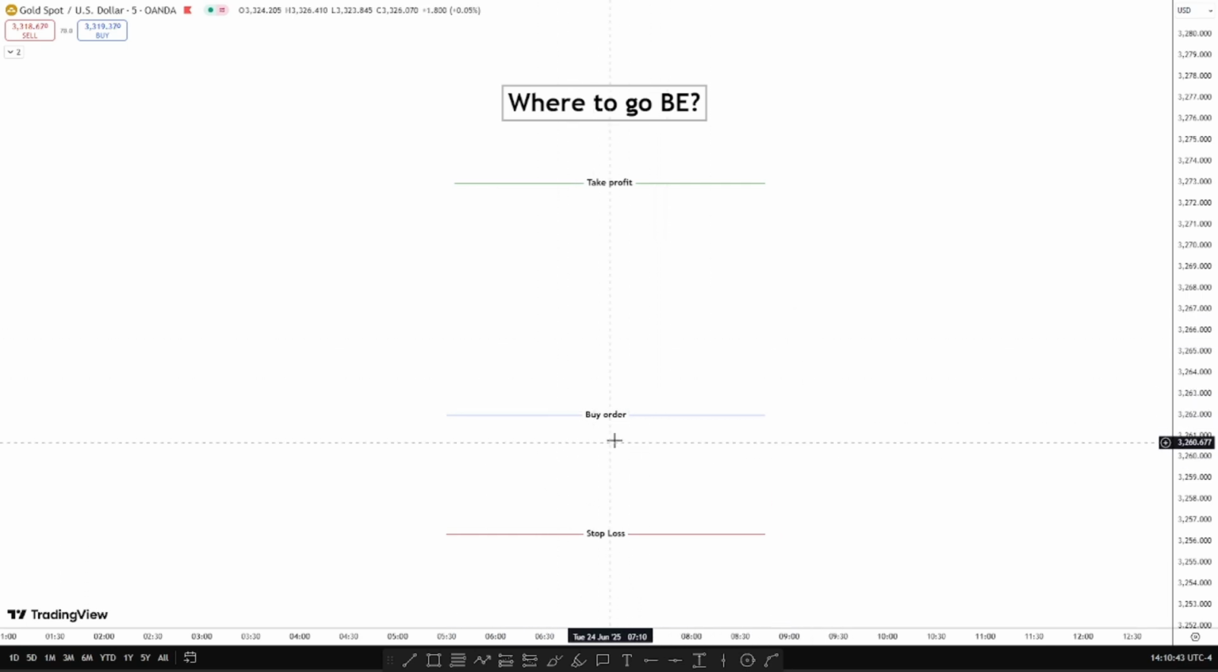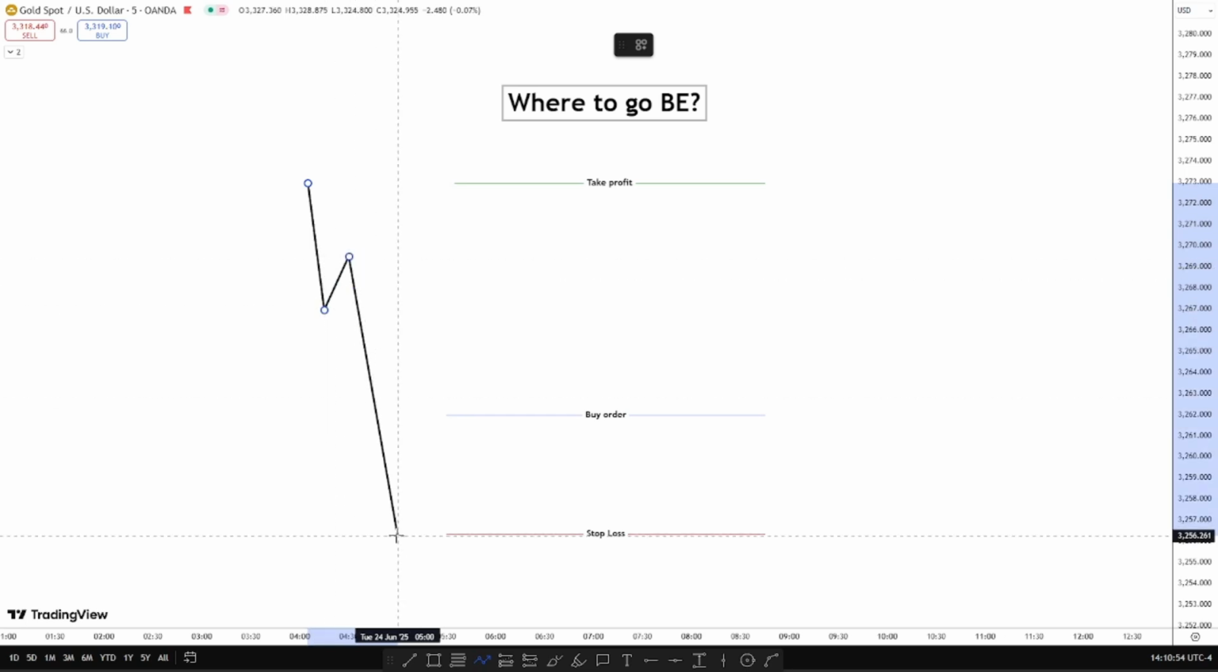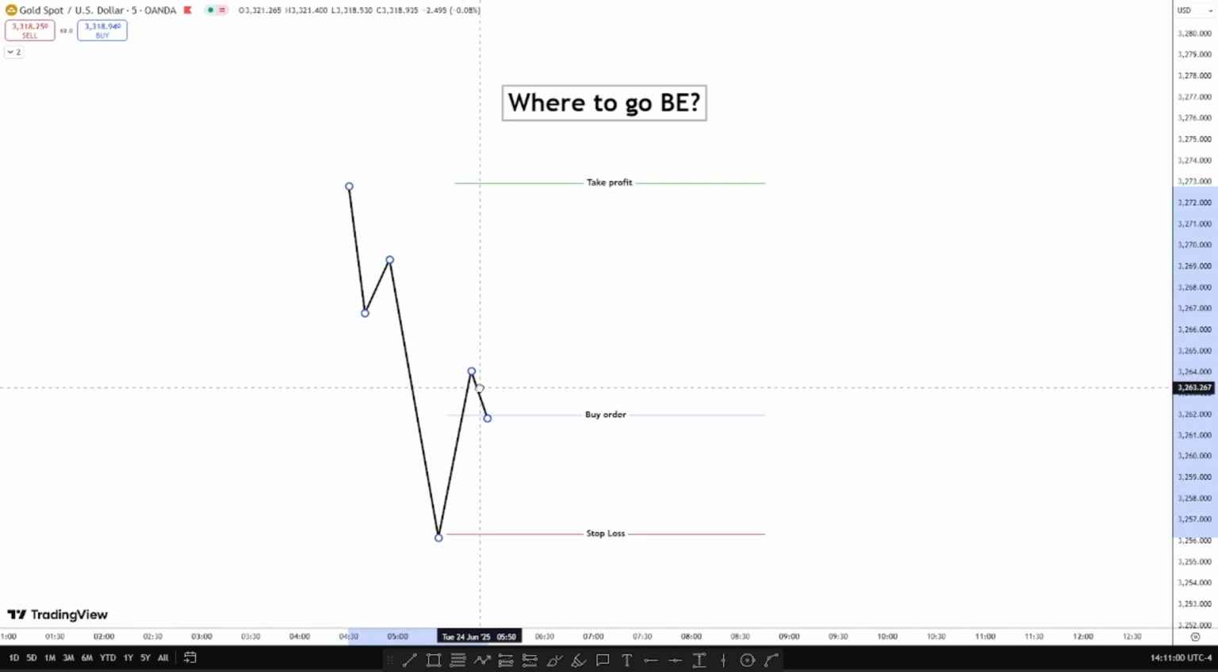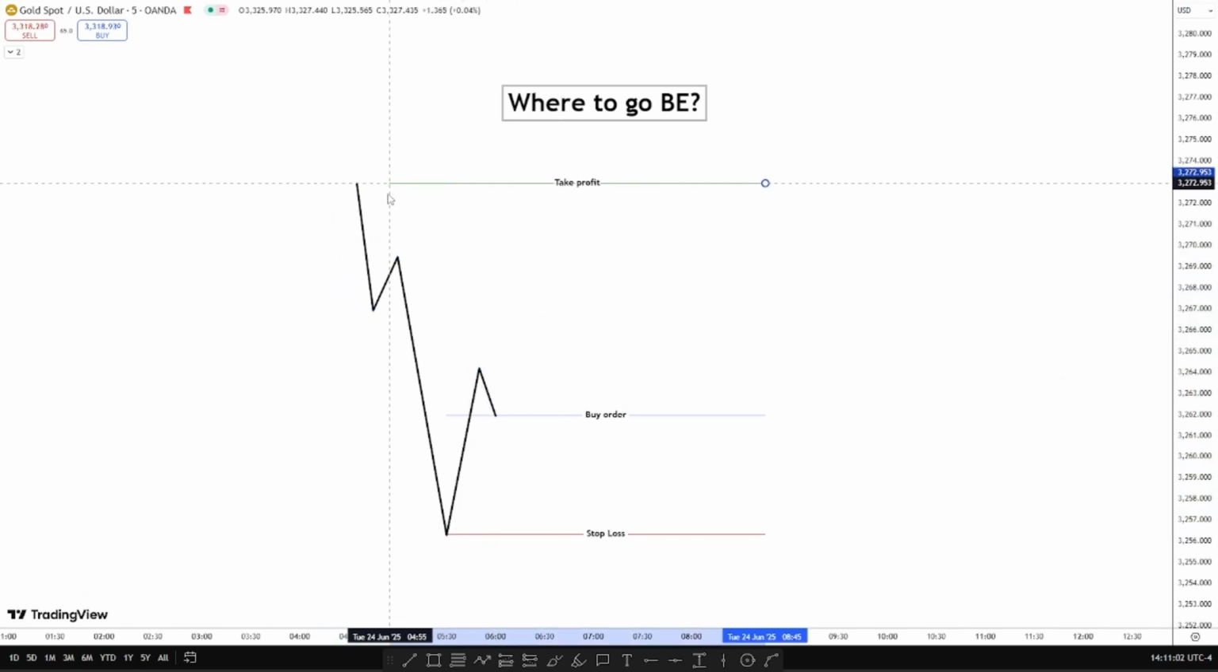This is where we are going to be entering the market, and what we are looking for here is for price to come take out this zone up here of liquidity, which is going to be our take profit. Here is our stop loss on the recent swing low, and here is our buying order. So as you can see, we have our three zones right here. We have our buying order, our stop loss, and our take profit.